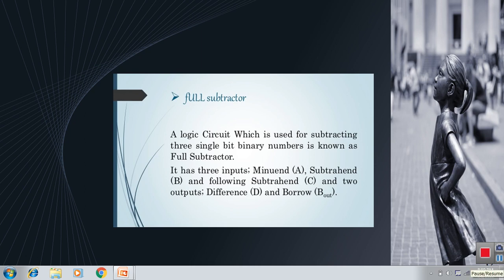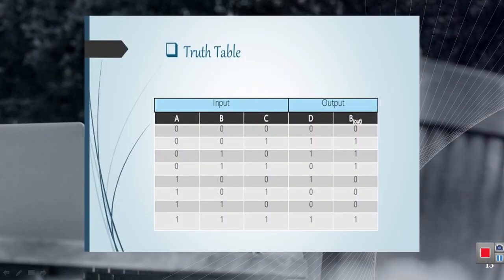A logical circuit which is used for subtracting three single-bit binary numbers is known as a full subtractor. It has three inputs, minuend, subtrahend, and the previous subtrahend, and two outputs, difference D and borrow B out. And this is the truth table of the full subtractor.